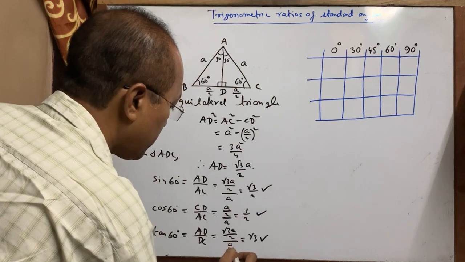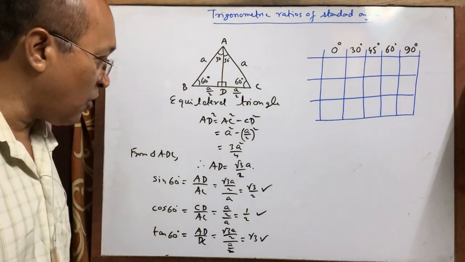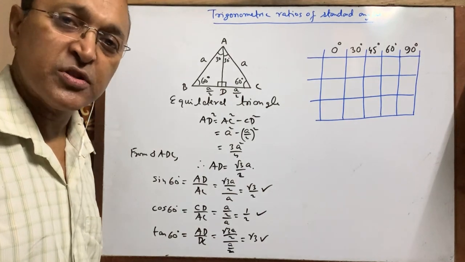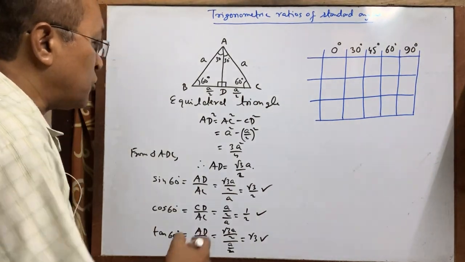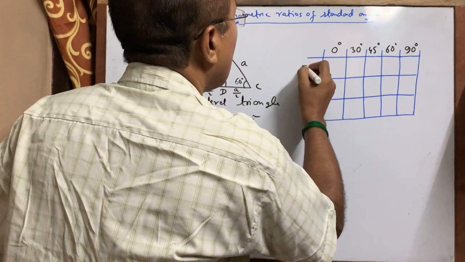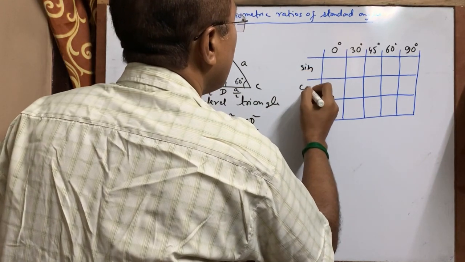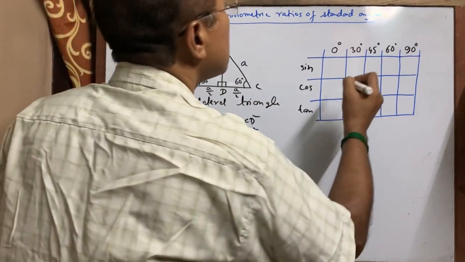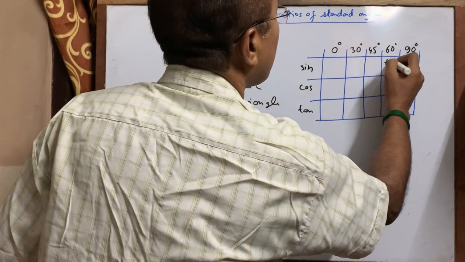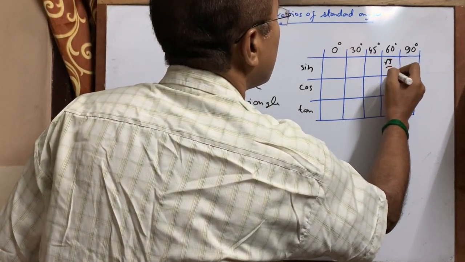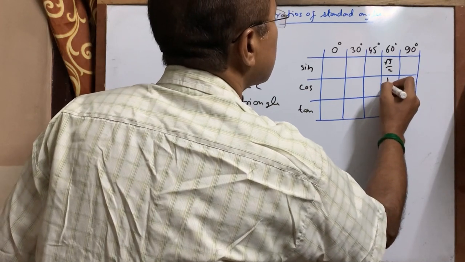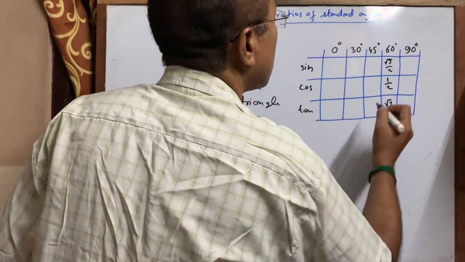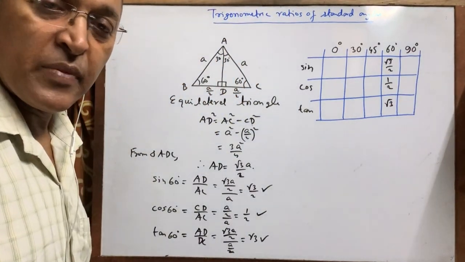So we have come to know the values of sine, cos, tan, etc. of 60 degree. So sin 60 means root 3 by 2, cos 60 means half, tan 60 means root 3, isn't it?